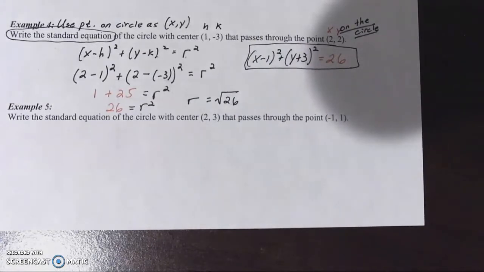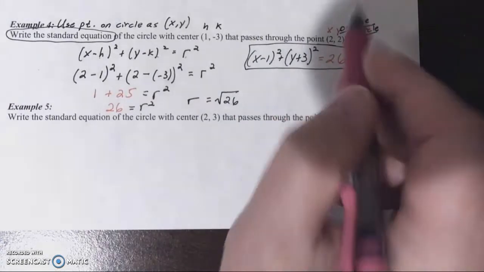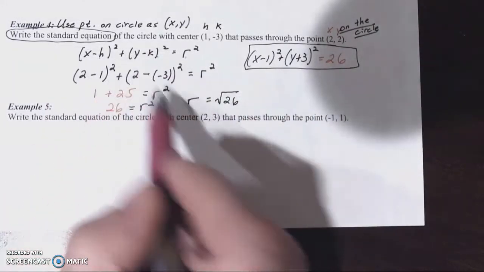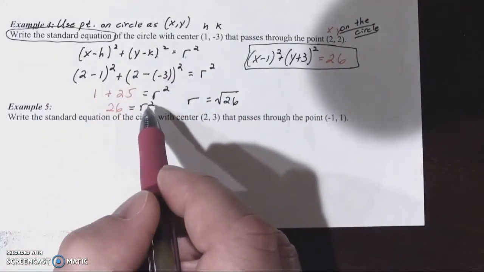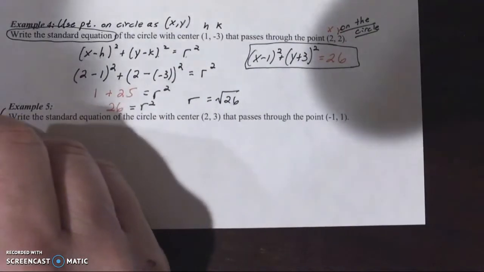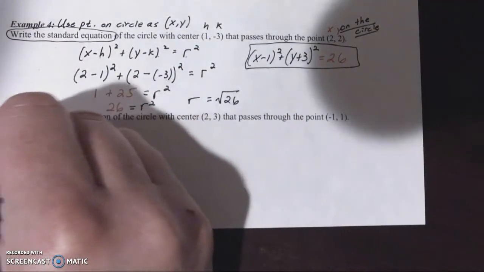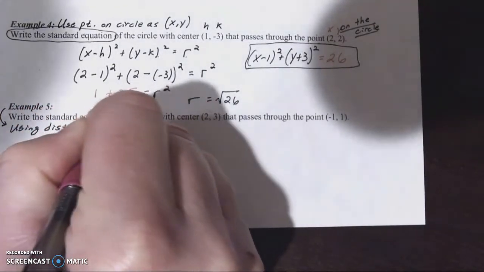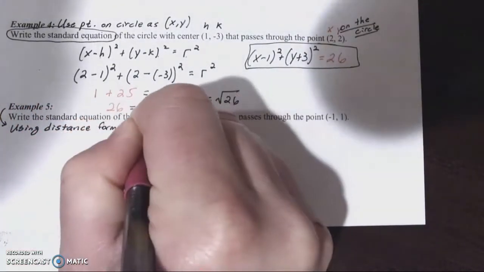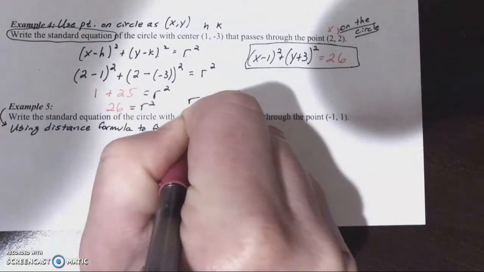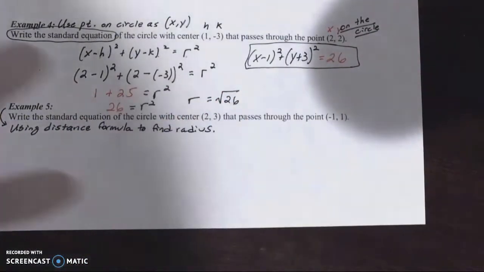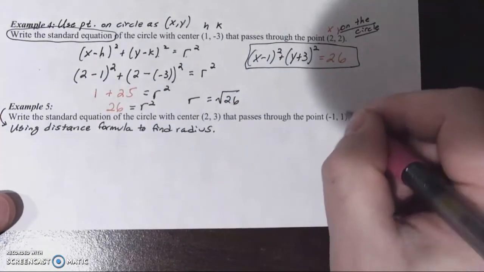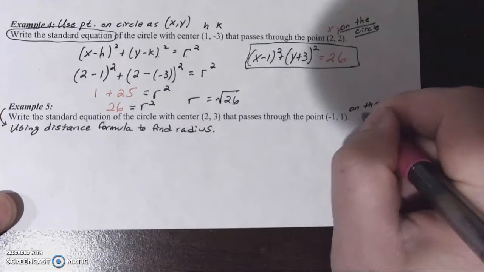That's one of 2 ways we can do a problem like this. We can use the point on the circle as our x and our y, plug in the 4 values, find r or r squared. The second way we can do this is by using the distance formula to find the radius. Okay. They tell us that the center is 2, 3, and this point negative 1, 1 is on the circle.